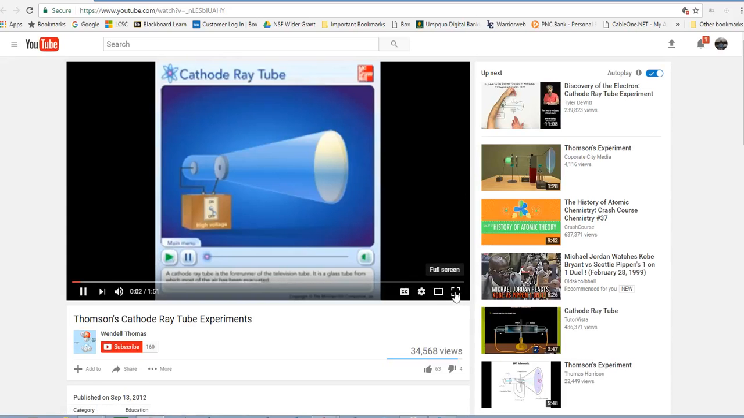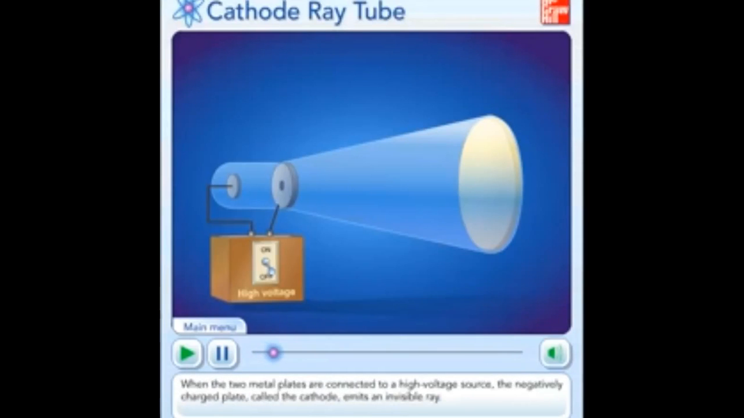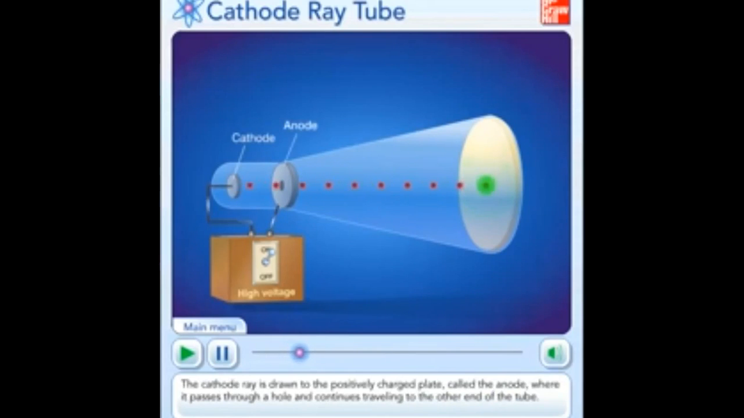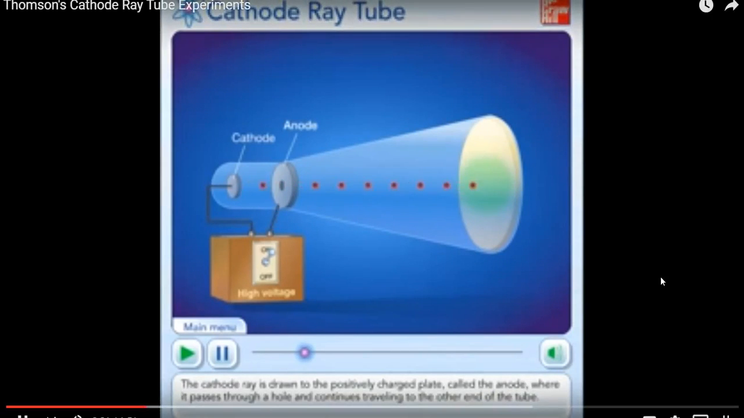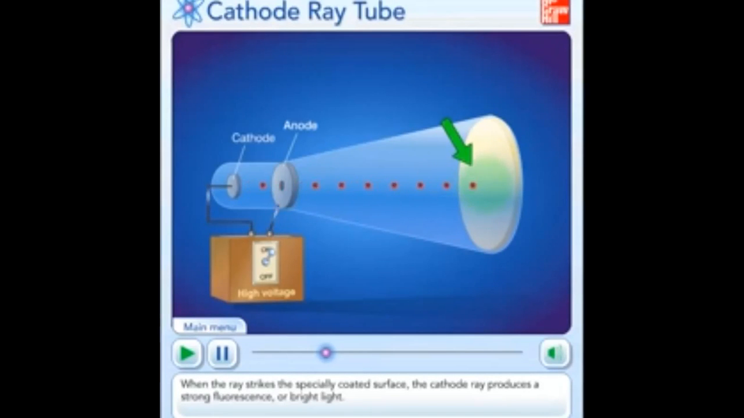A cathode ray tube is the forerunner of the television tube. It is a glass tube from which most of the air has been evacuated. When the 2 metal plates are connected to a high voltage source, the negatively charged plate, called the cathode, emits an invisible ray. The cathode ray is drawn to the positively charged plate, called the anode, where it passes through a hole and continues traveling to the other end of the tube. When the ray strikes the specially coated surface, the cathode ray produces a strong fluorescence or bright light.